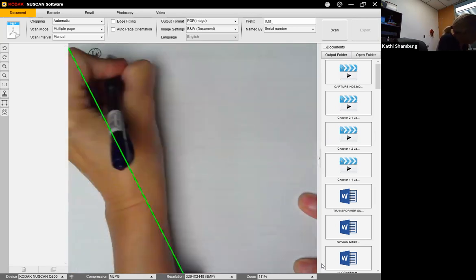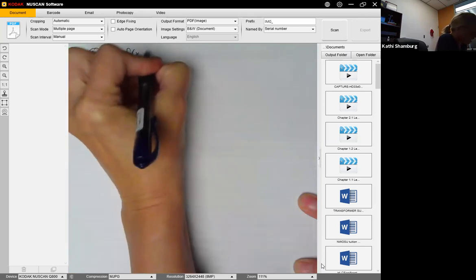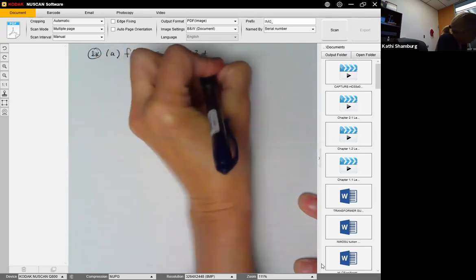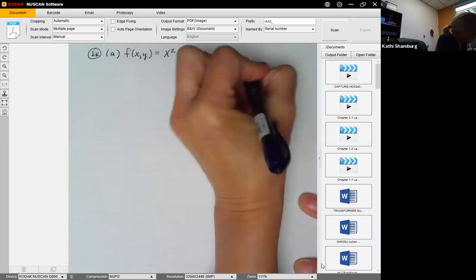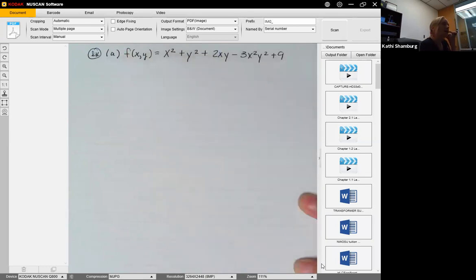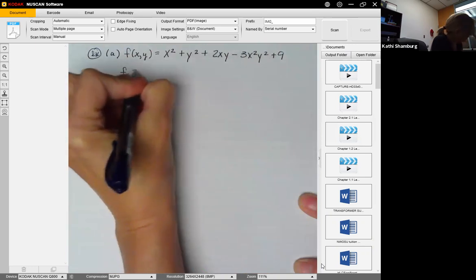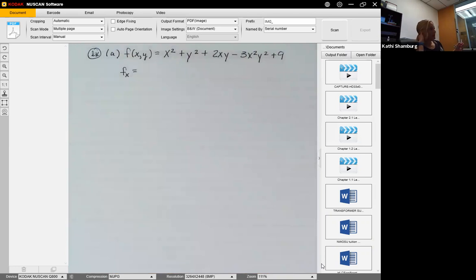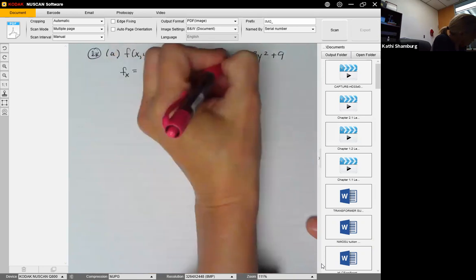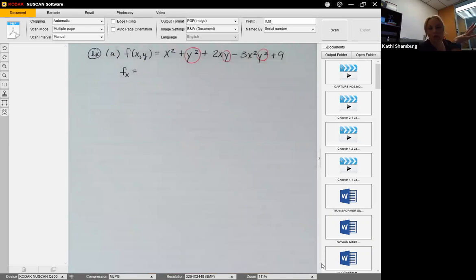The next example, part A, multivariable function f of x, y is equal to x squared plus y squared plus 2xy minus 3x squared y squared plus 9. So what we're going to do first is take the derivative with respect to x. So what that means is the other variable will either be a constant or a constant multiple. And for right now I'm going to continue to circle those just to be helpful.